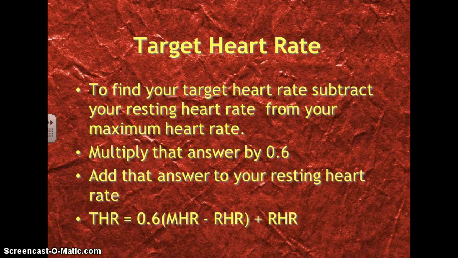So to find our target heart rate, we're going to subtract our resting heart rate from our maximum heart rate, which we did on the last slide. Then we're going to multiply that answer by 0.6 and then add that answer to our resting heart rate.